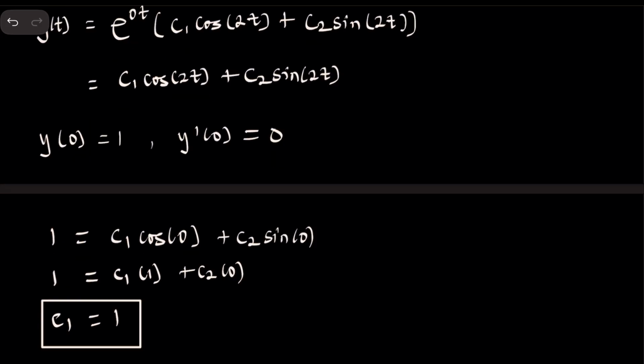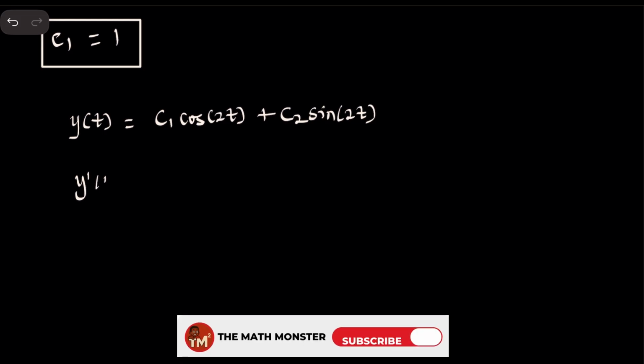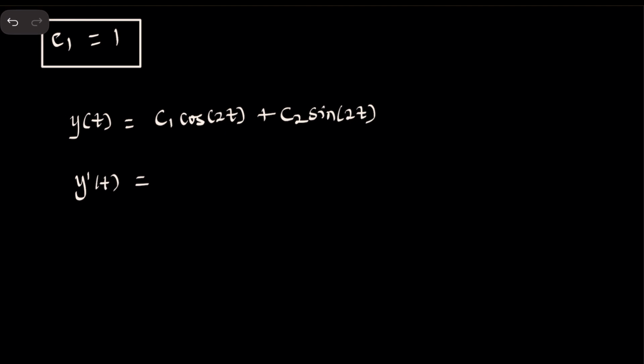To compute c2, we need to compute y prime, then we substitute in this initial condition. So computing y prime, we are going to differentiate cosine, which is going to give us minus sine. So that will be y prime of t is equal to minus 2 c1 sine of 2t, plus we now differentiate sine, which will give us cosine. So we are going to have 2 c2 cosine of 2t.